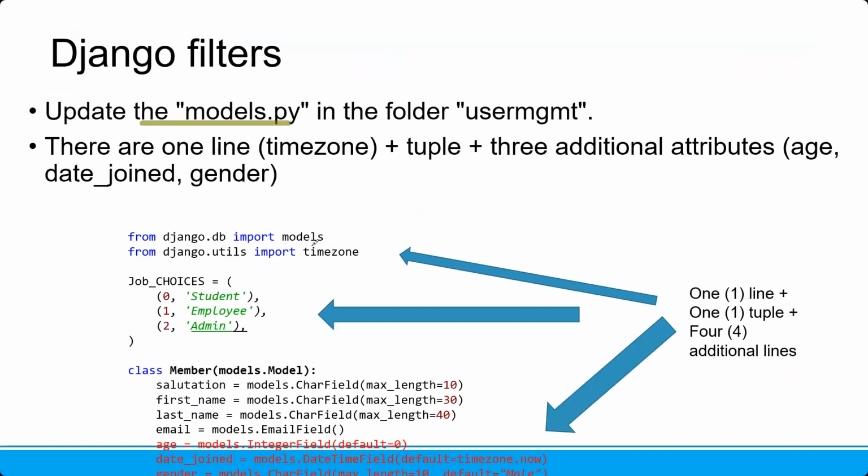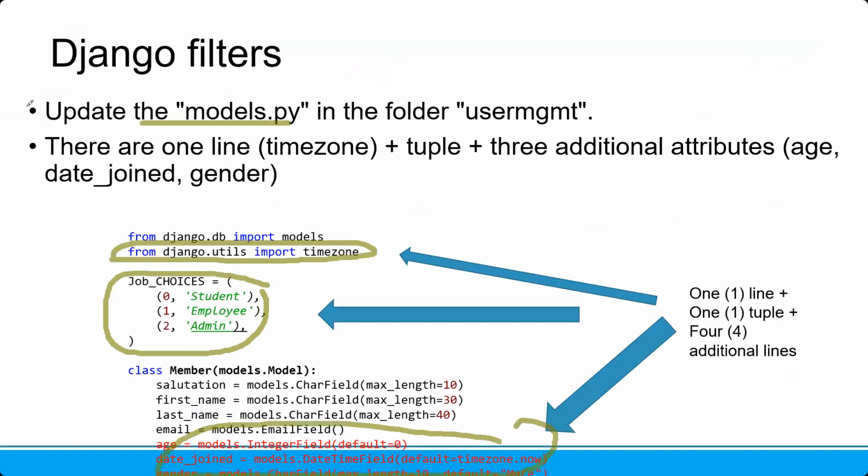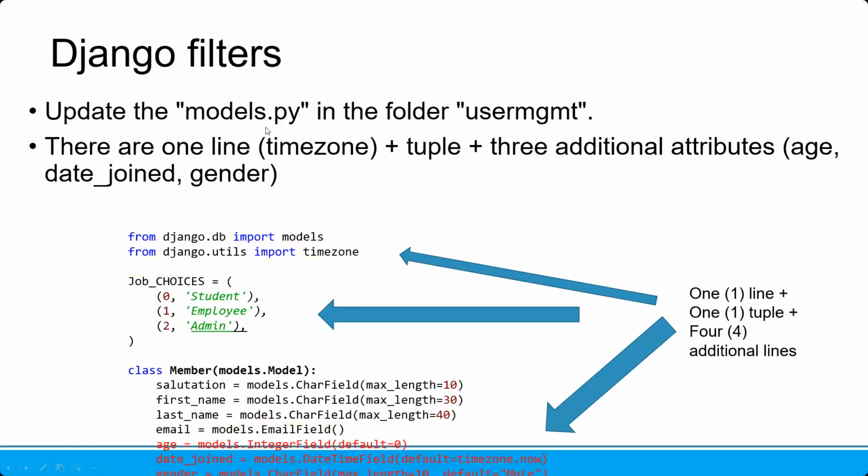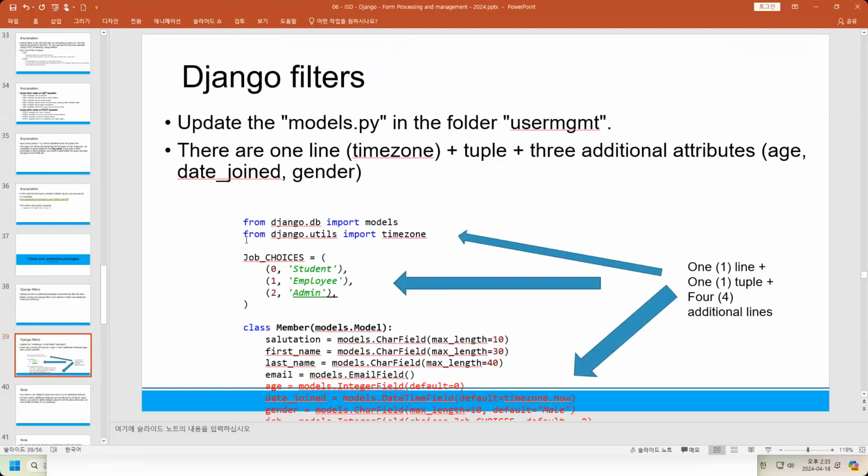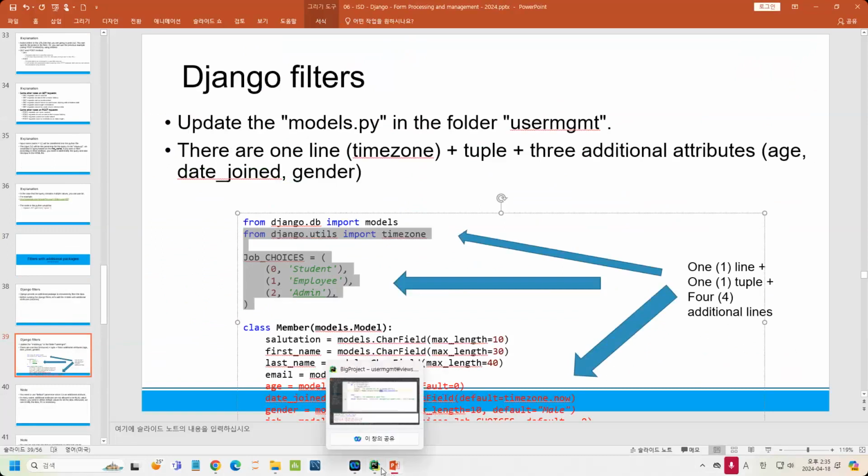In these models, I would like to have three things. The first part is I'm going to put time zone. The second part, I would like to put job choices. And the third part, I want to put the red color section. So let's go to the model. I will just copy and paste this one, and then I go to the models.